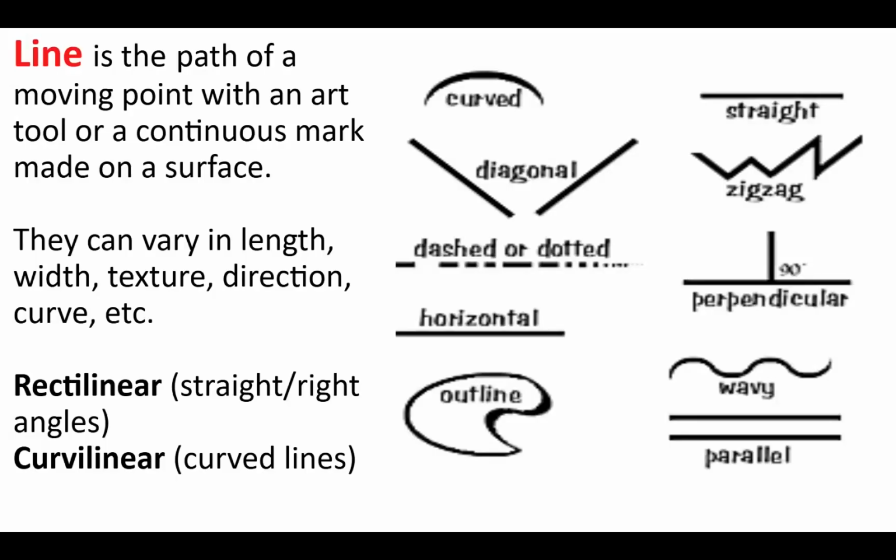A line is the path of a moving point with an art tool or a continuous mark made on a surface. They can vary in length, width, texture, direction, curve, etc. Here's some basic different lines.